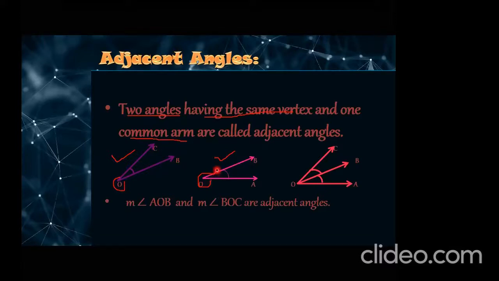For adjacent angles, what is the condition? They should have the same vertex. Also, they have one common arm. How many common arms? Only one common arm. Okay, so look at this one.